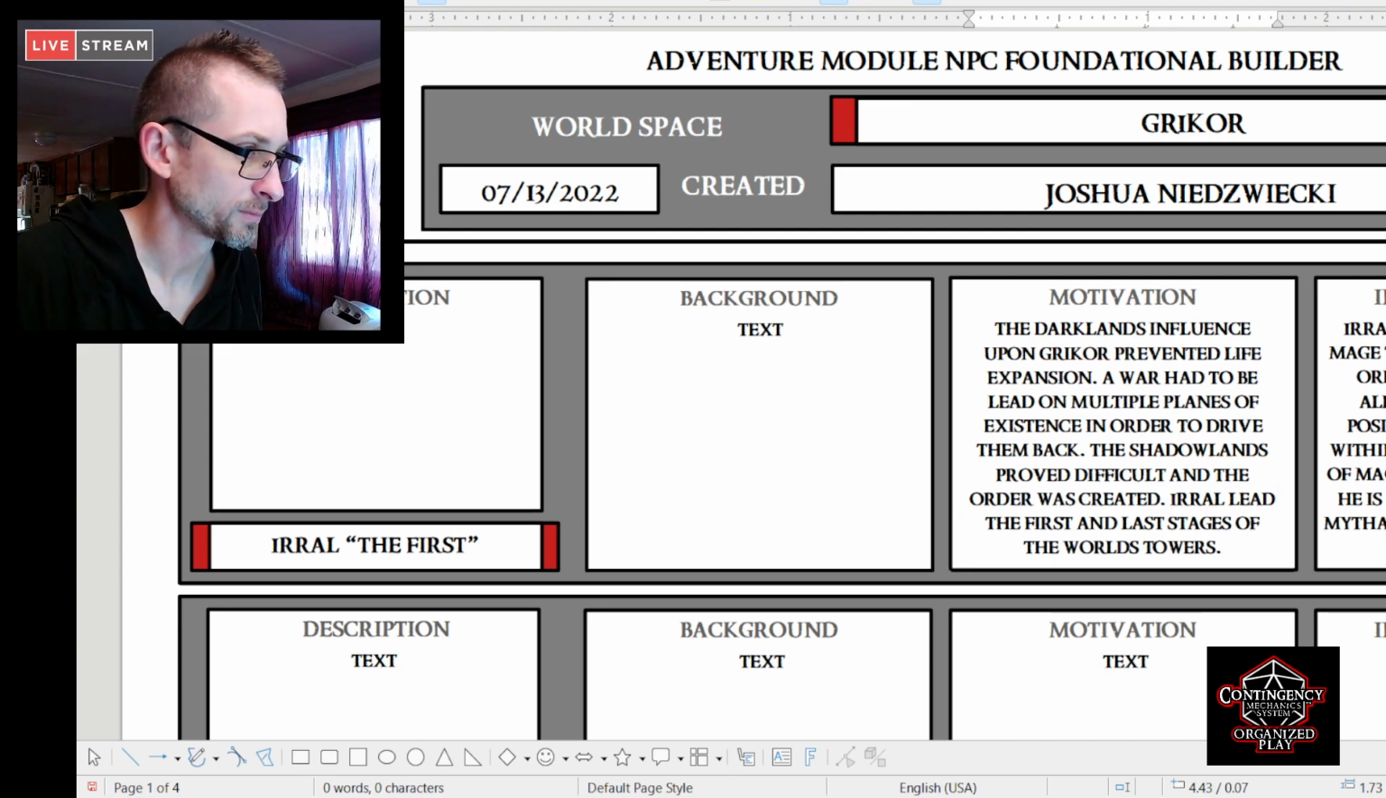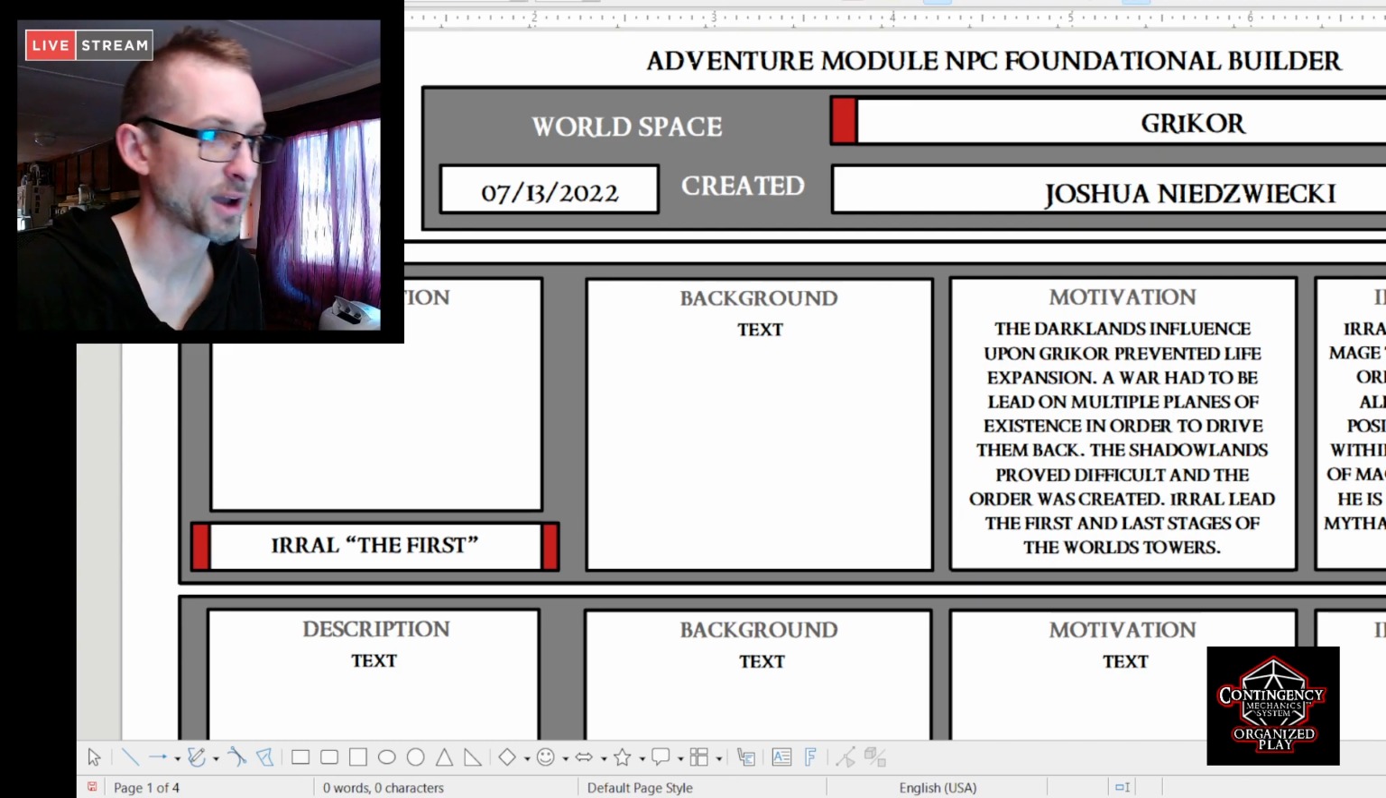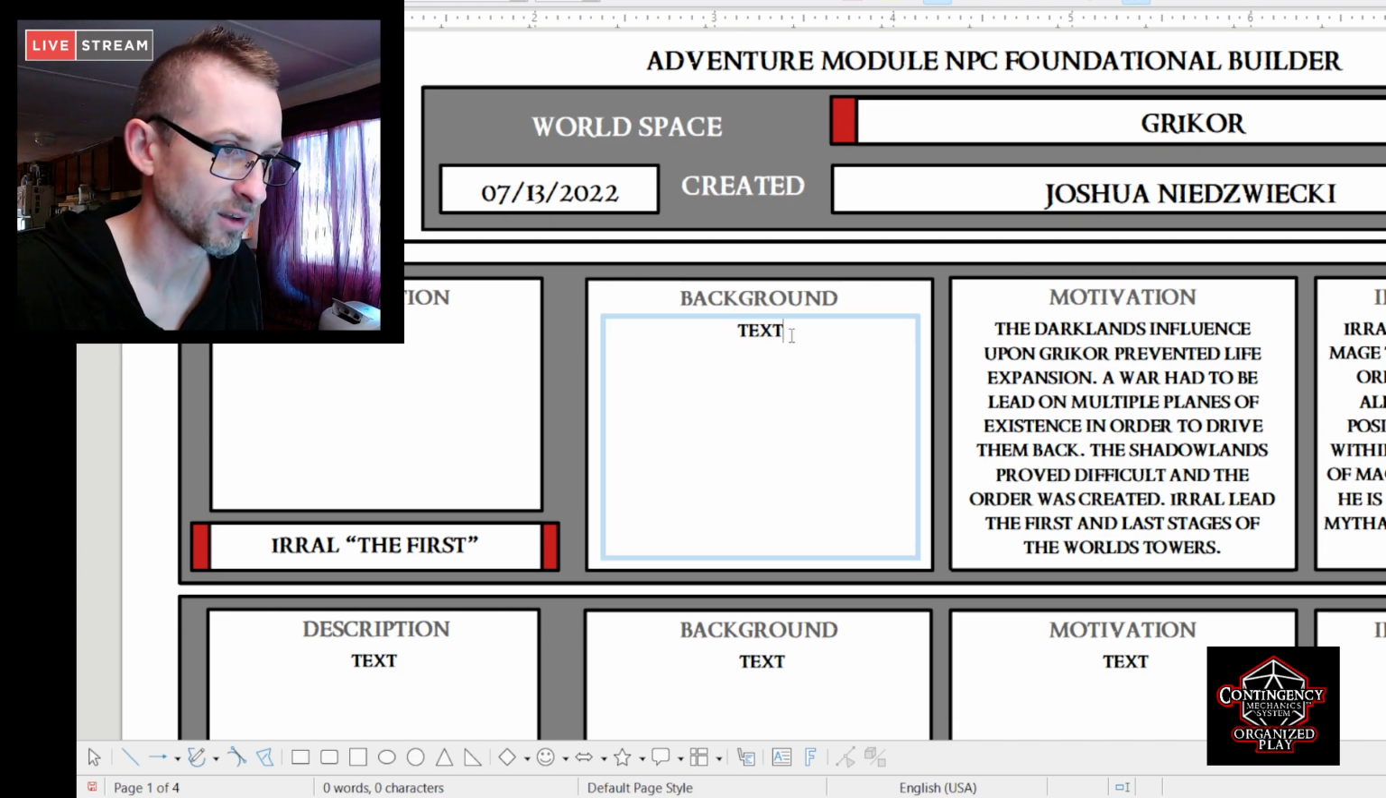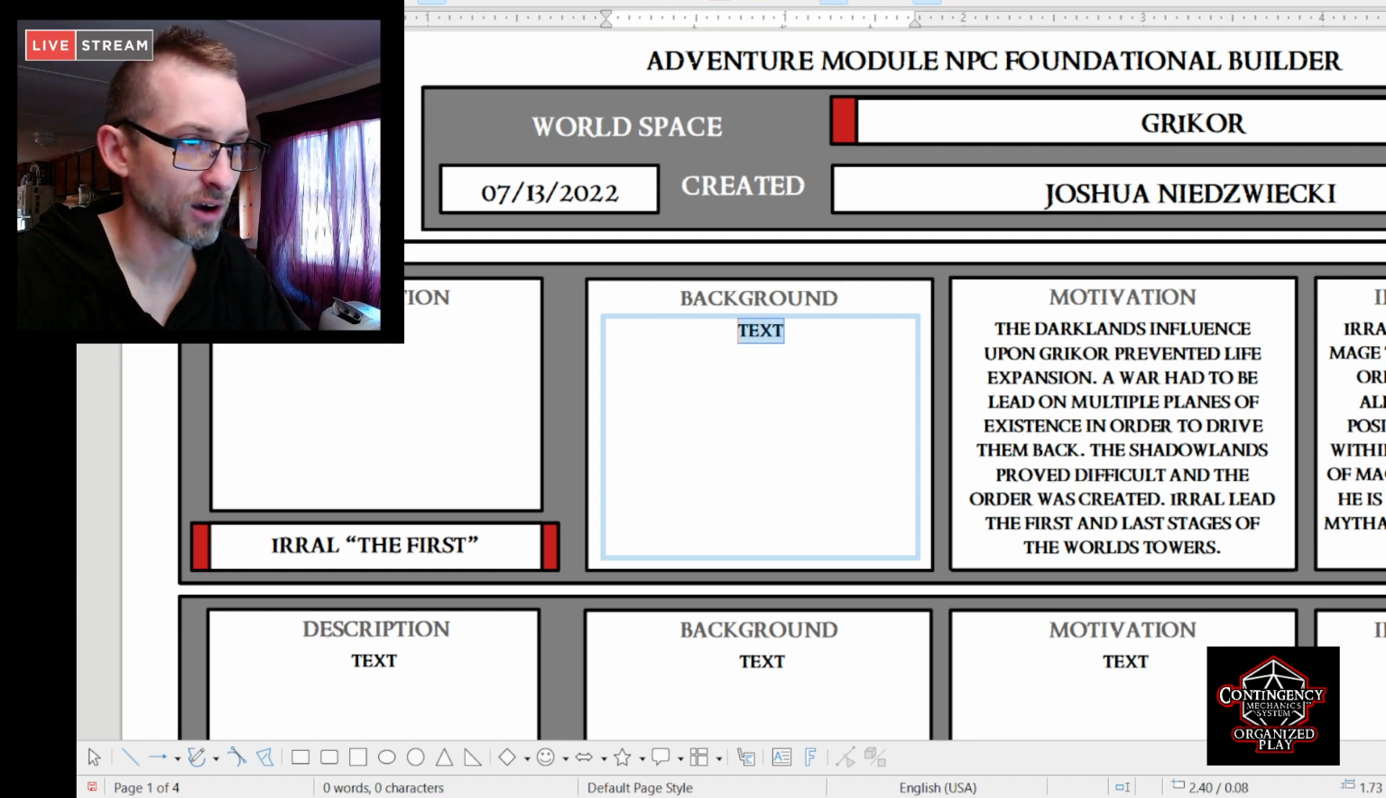So, the Darklands' influence upon Grikor prevented life expansion. A war had to be led on multiple planes of existence in order to drive them back. The Shadowlands proved difficult, and the Order was created. Aral led the first and the last stages of the world's towers. All of those towers that were created, those are the things that began and ended under his guidance and influence. So, Aral's background.